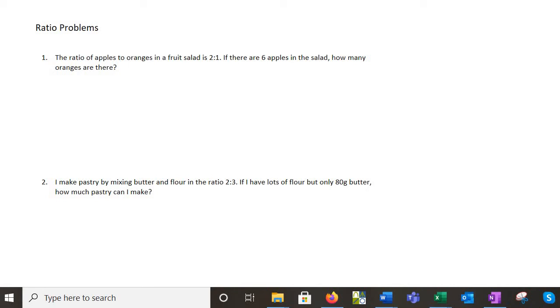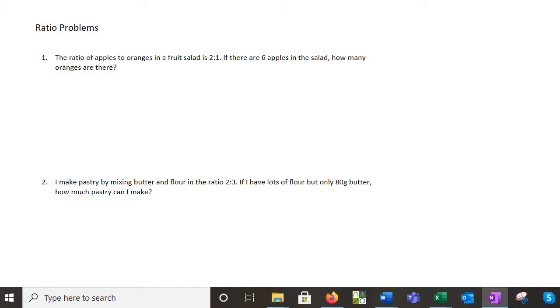Okay, now we're going to have a look at some ratio word problems. So if you've got a ratio of apples to oranges in a fruit salad is 2 to 1. If there are 6 apples in this fruit salad, how many oranges are there? And we're going to answer these by looking at a bar model.